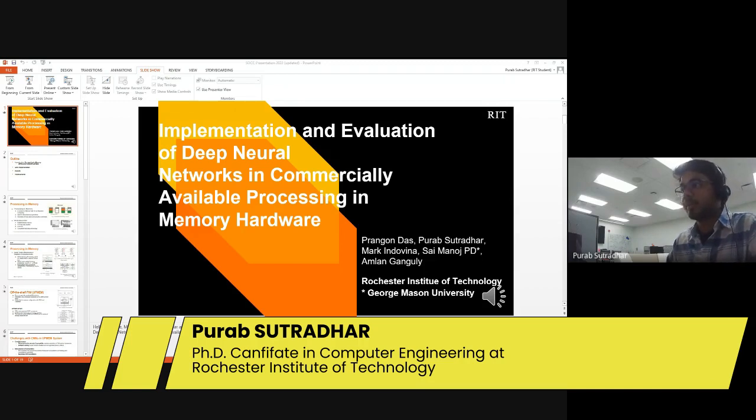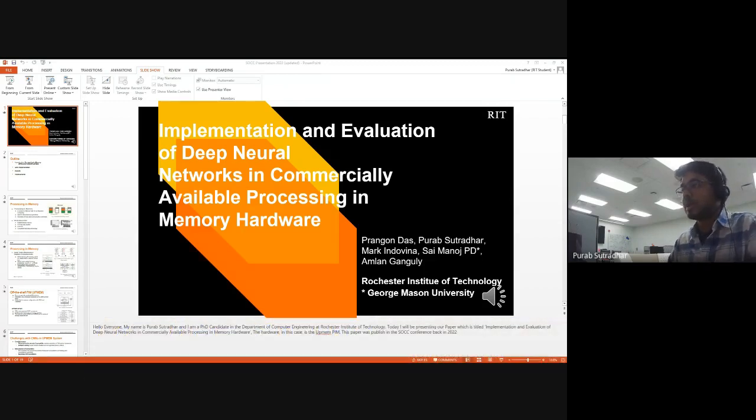Institute of Technology. So today I'll be presenting our paper, which is titled Implementation and Evaluation of Deep Neural Networks in Commercially Available Processing and Memory Hardware. The hardware in this case is the UPMEM PIM. This paper was published in the SOCC conference back in 2022.